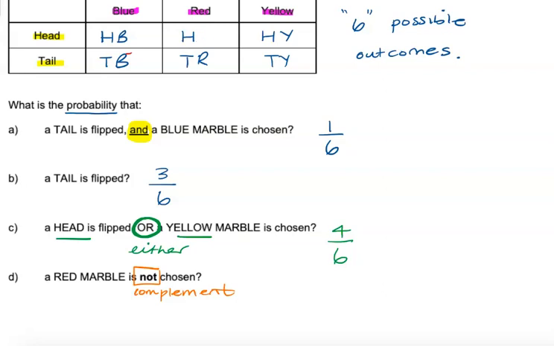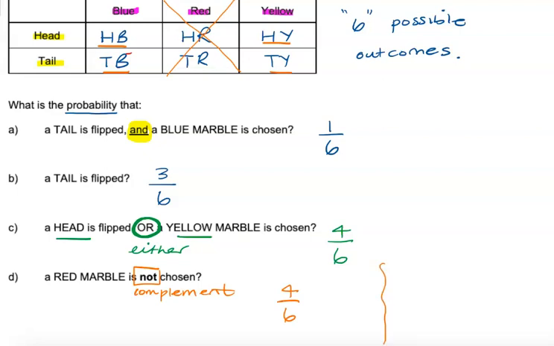Just noticed in our table that I've written an R instead of a B for red. So let's go back to this question. So I'm going to underline all the ones where red is not included, or in fact, I'm going to cross out the red column, which means that leaves 4 out of 6 options or outcomes.